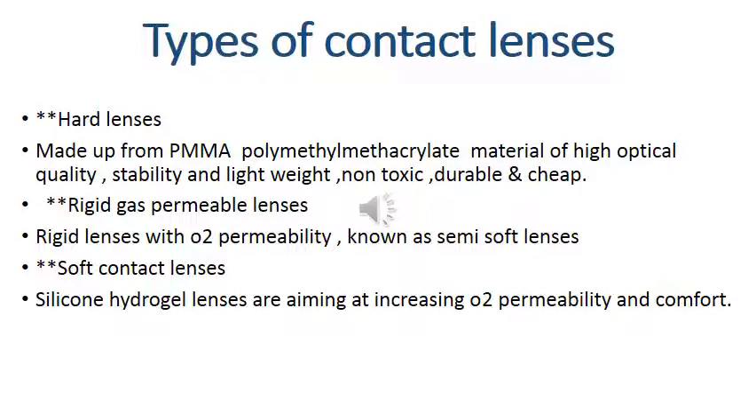Rigid gas permeable lenses are a new modification of the hard lenses. It is rigid and gas permeable at the same time to improve some of the discomfort of the hard lenses. So it's a rigid lens with oxygen permeability, unlike the hard one. The hard ones are not oxygen permeable.